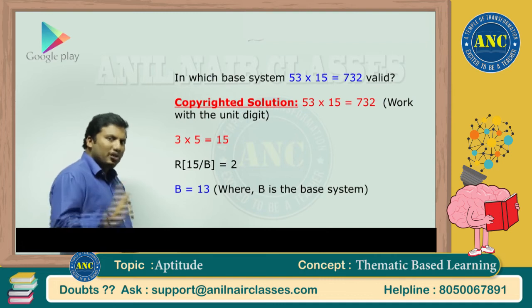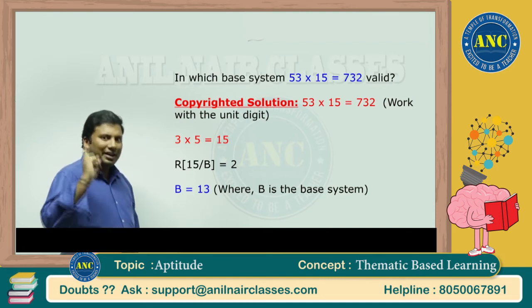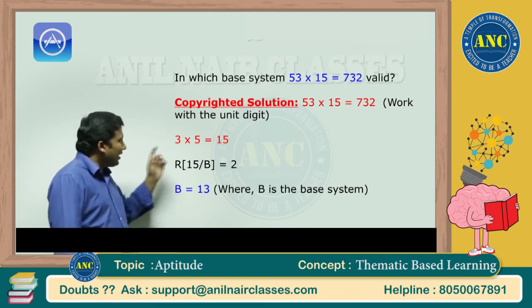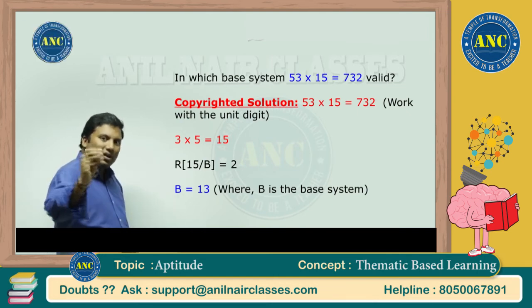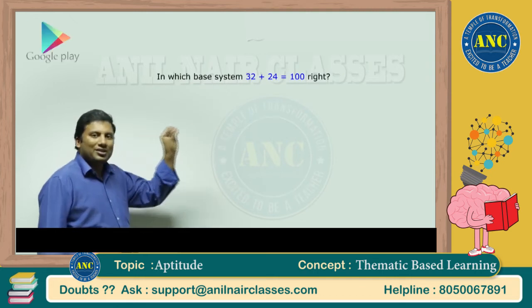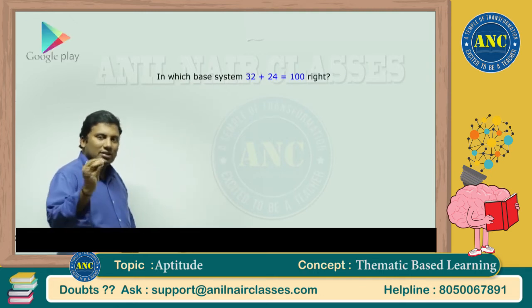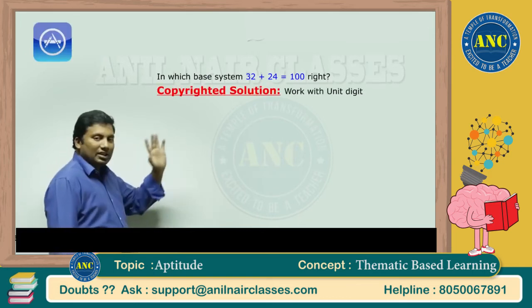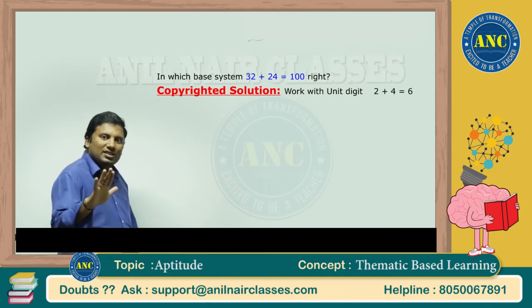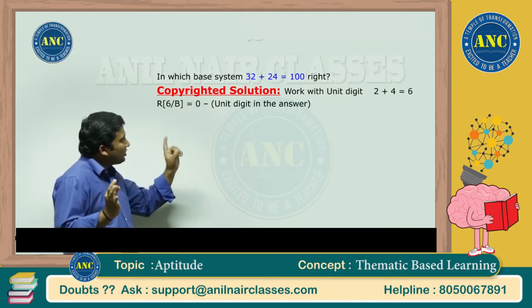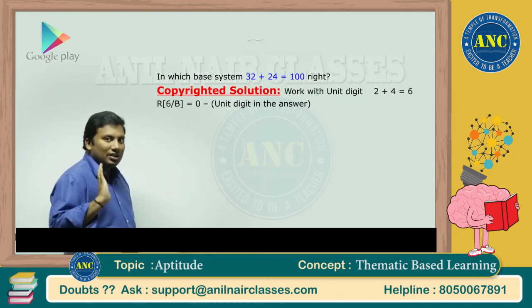A smart student who is watching this video will get a doubt. Now the doubt also I will explain as a part of the video. Let us take a third question. Put a star mark on this third question. 32 plus 24 equivalent to 100. In which base system is this expression right? Step number 1. Attack the unit digit in the left hand side. 2 plus 4 is 6. 6 divided by which base system? I will get 0 as the remainder. 0 is the unit digit.